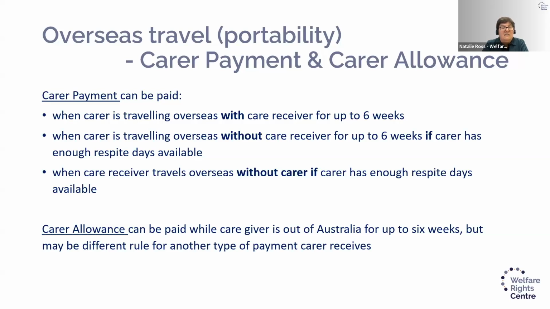With carer allowance, it can be paid while the caregiver's out of Australia for up to 6 weeks. But because people getting carer allowance are often on some other payment, it might be carer payment, but it might be age pension, for example, or it could be some other Centrelink payment, the person needs to be mindful of the rules for their main payment about travelling overseas and being paid while outside of Australia. So, for example, for people getting disability support pension, they can only be paid outside of Australia for 4 weeks. So the rules for overseas travel are different for different Centrelink payments. So a good place to start is the Centrelink website to get those rules about overseas travel.